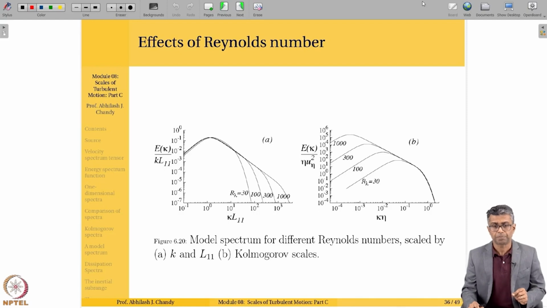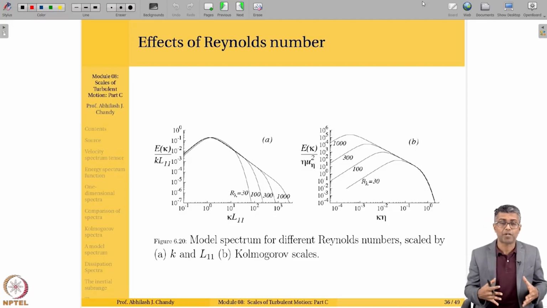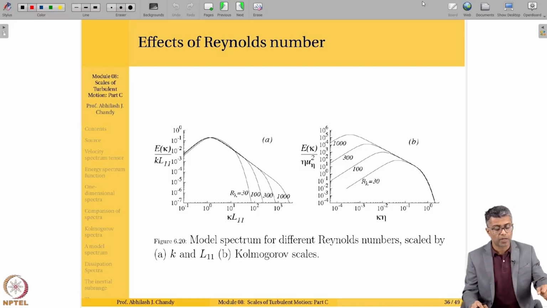So couple of things. One is on the left hand side figure, we did normalize it by a quantity that depends on the large scales. Turbulent kinetic energy, which is basically the total turbulent kinetic energy of the spectra, which is essentially where all the large scales are occurring, right? Because the large scales are contributing to the turbulent kinetic energy, so we are dividing it by K, and also L11, which is an integral length scale or a large length scale, the largest length scale if you will.